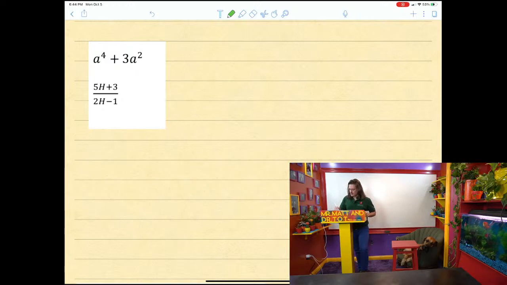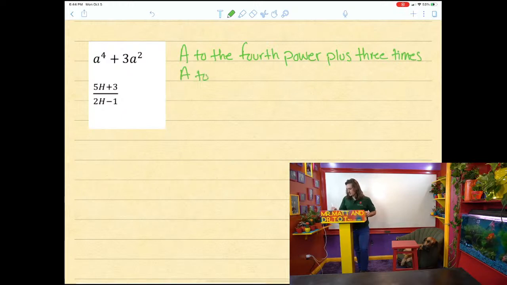So we could say capital A to the 4th power plus 3 times a to the 2nd power. This is the same exact thing as A to the 4th power plus 3a squared. Again, it's not as common to use the quartic power, but you could. That's exactly the same statement, just a little bit more concise. So those are two different versions you need to be aware of.